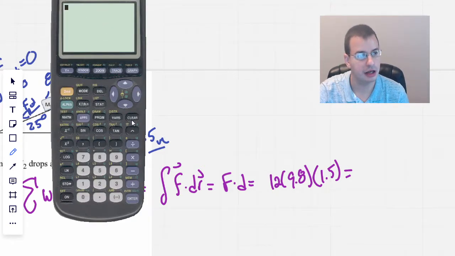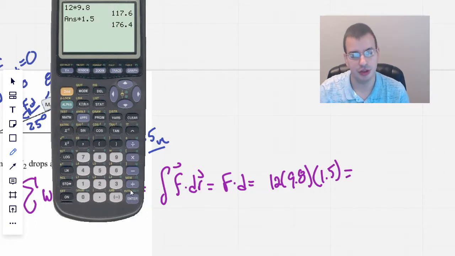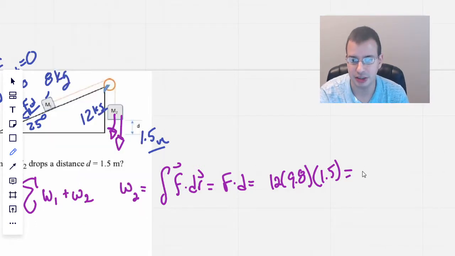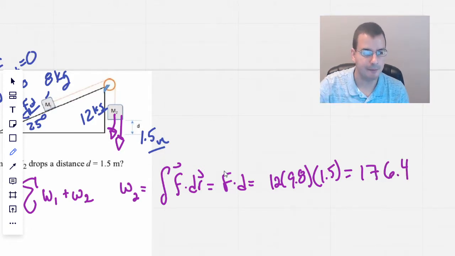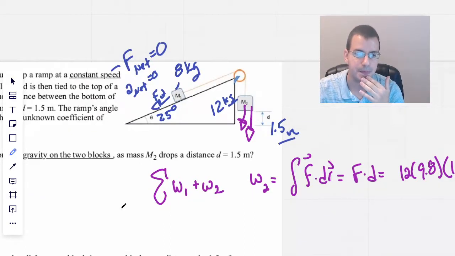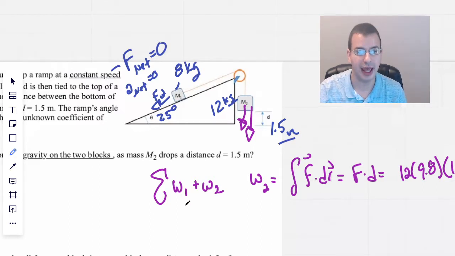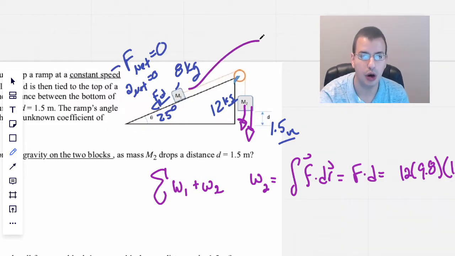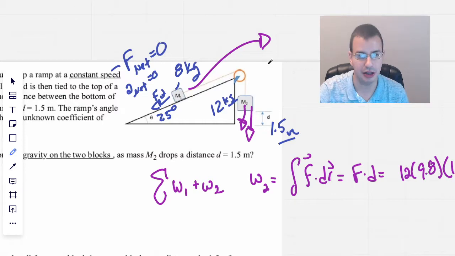Clear, 12 times 9.8 is 117.6, times 1.5 is 176.4. Okay, so now we have to look at M1, which is going to be a little bit more challenging.